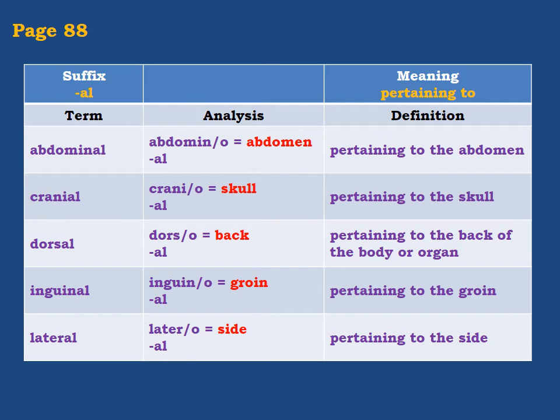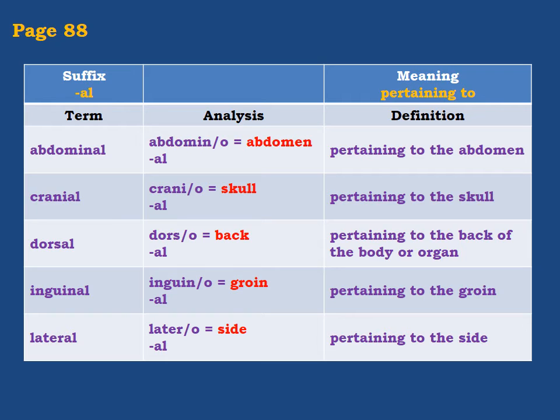Now, page 88, we have the suffix al. Again, we came across this before. And here we have a list of terms where all of them use al at the end. And of course, al means pertaining to. Let's start with these terms one by one.